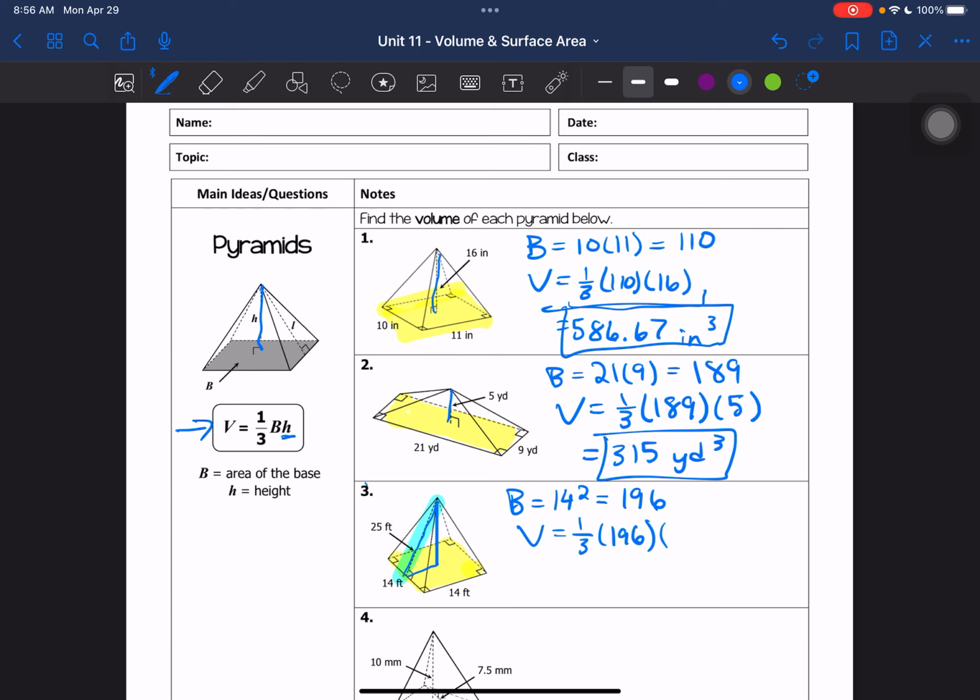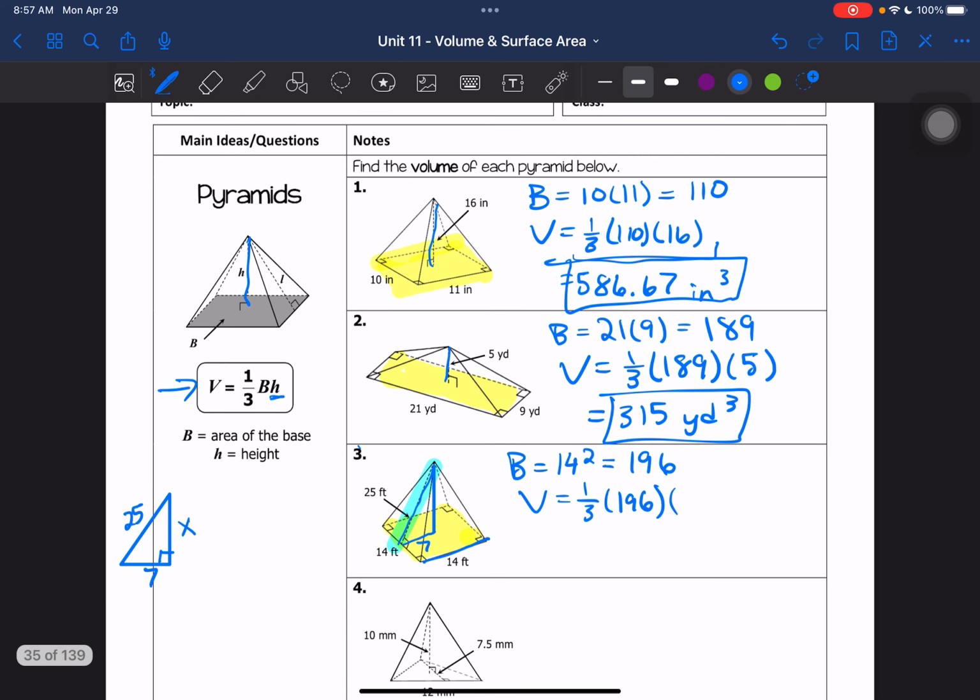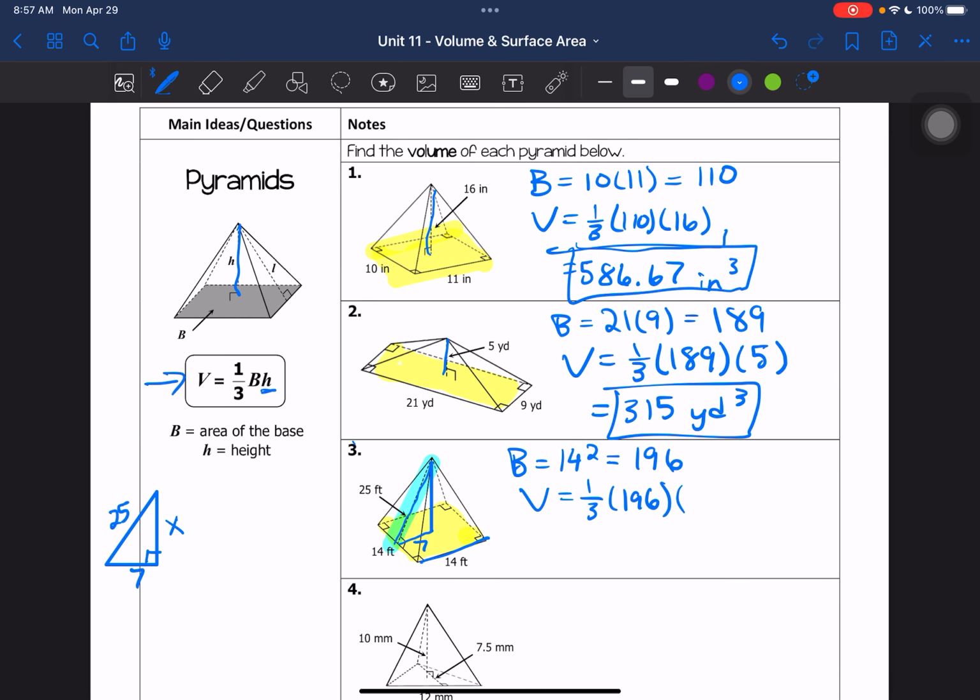If we draw in a line right there, and if you think about it, that would be half of this line because it's just going to the center from the edge. So that's 7. And basically what I'm drawing is a triangle, a right triangle. This side is 7, this side is 25, and I want to know what this is. So to find that missing side of the right triangle, we can just use Pythagorean theorem. I'm just going to go ahead and say x squared plus 7 squared equals 25 squared.